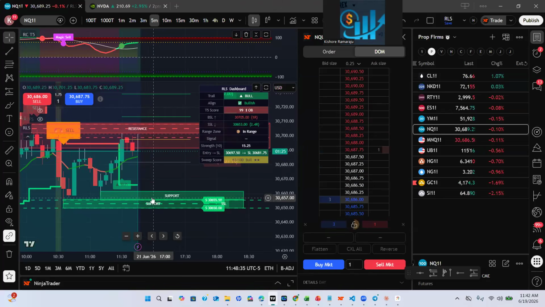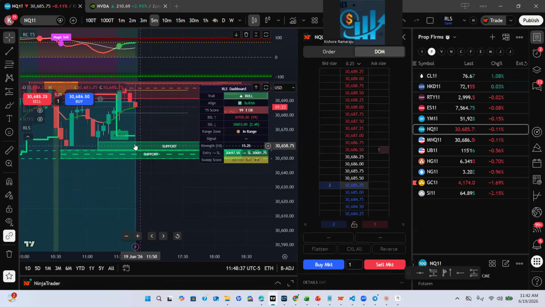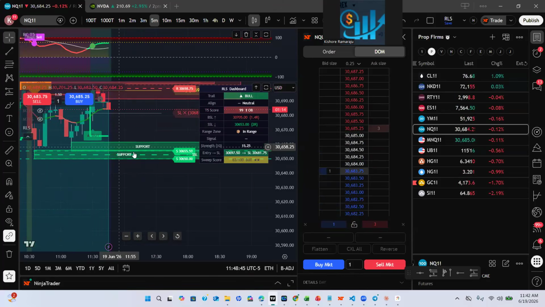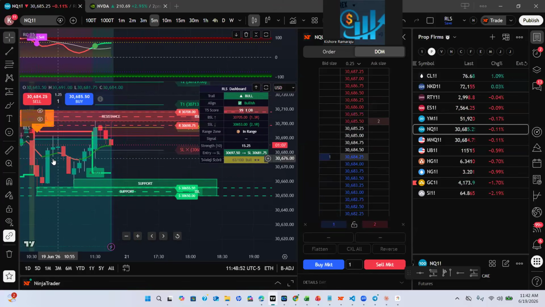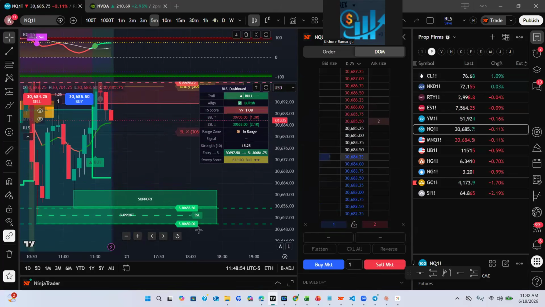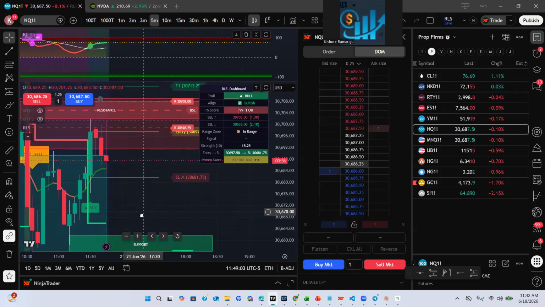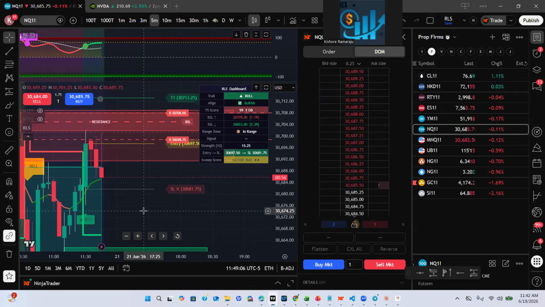So if NQ comes all the way here, we'll take profits on the MNQs. You can take with ES. If the market was open until 4 p.m., it would break this support. But as of now, because there is some sell side liquidity here, we broke that and then again went up. You have buy side liquidity, you have sell side liquidity.